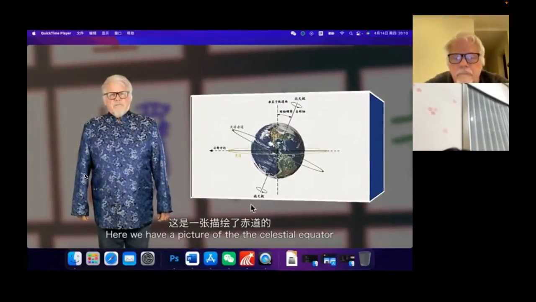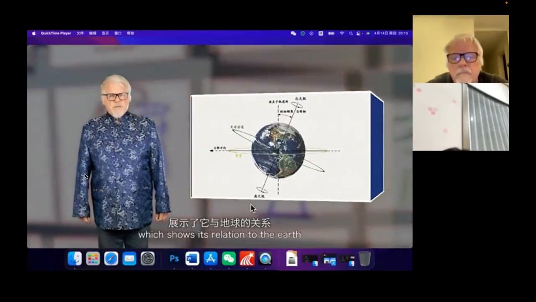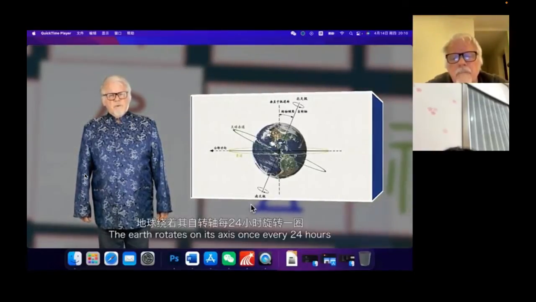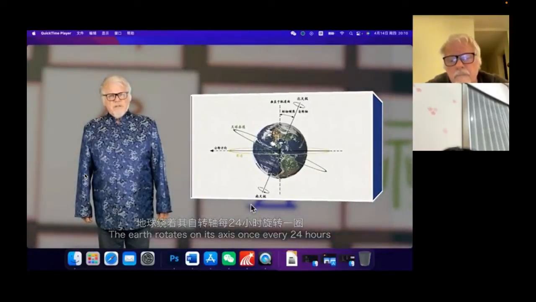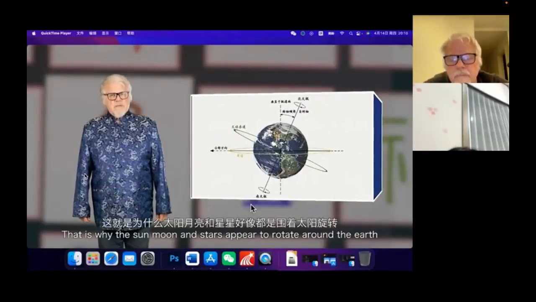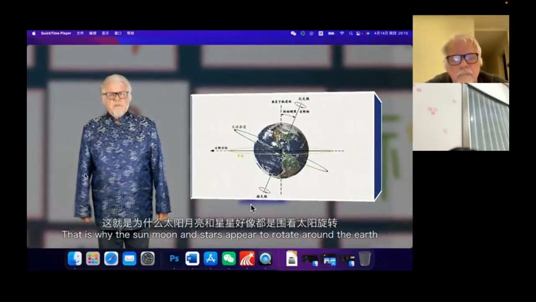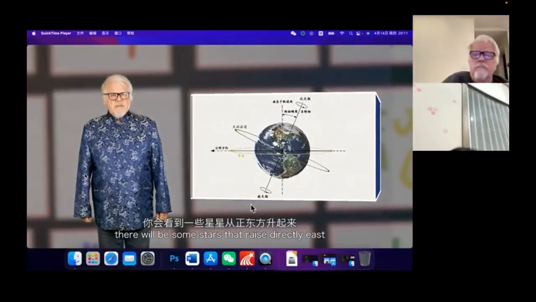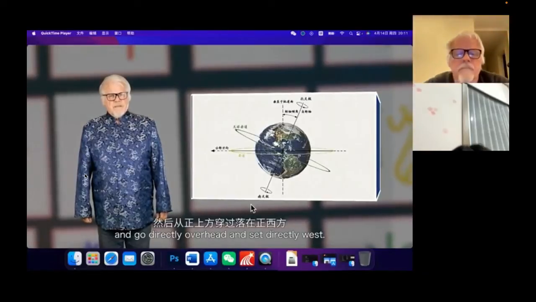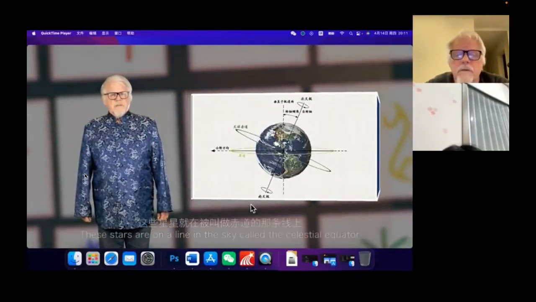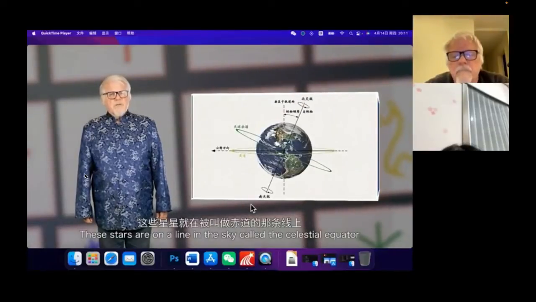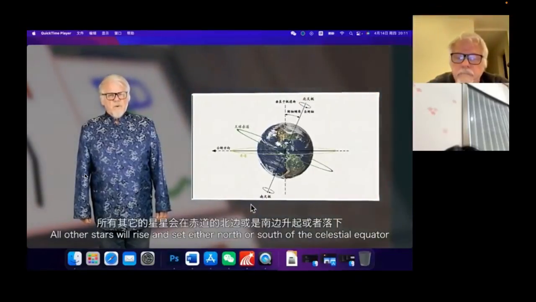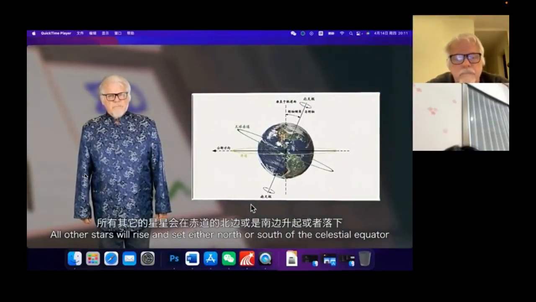Here we have a picture of the celestial equator, which shows its relation to the Earth and the ecliptic and the celestial sphere. The Earth rotates on its axis once every 24 hours. That is why the sun, moon, and the stars appear to rotate around the Earth. If you stand on the terrestrial equator, there will be some stars that rise directly east and go directly overhead and set directly west. These stars are on a line in the sky called the Celestial Equator. All the other stars will rise and set either north or south of the Celestial Equator.